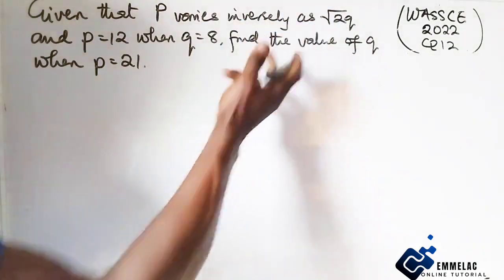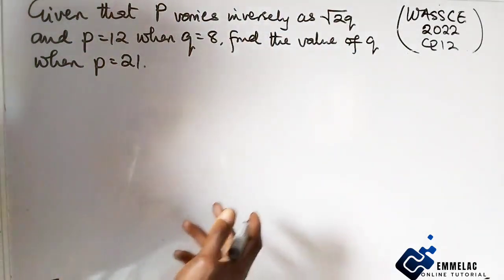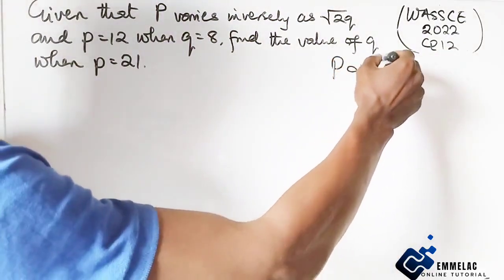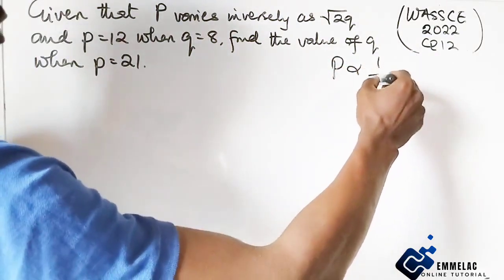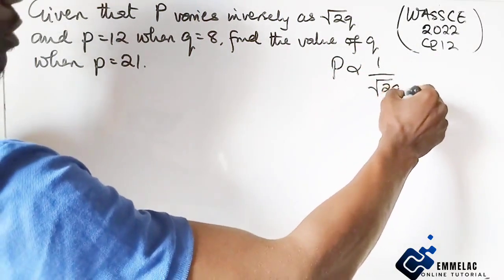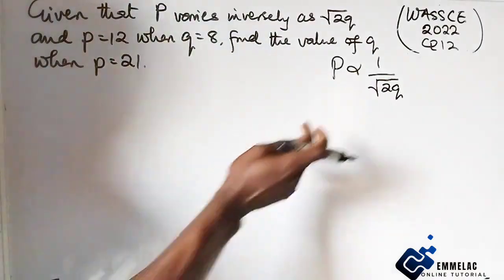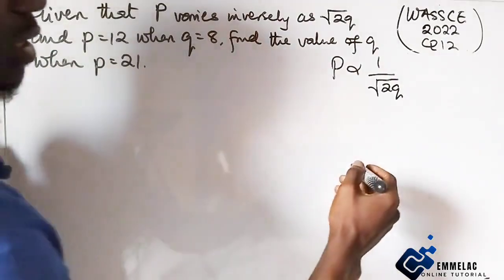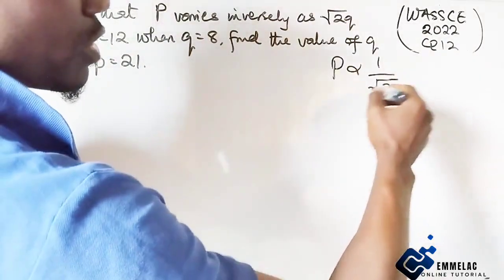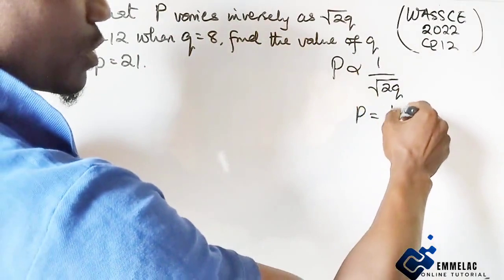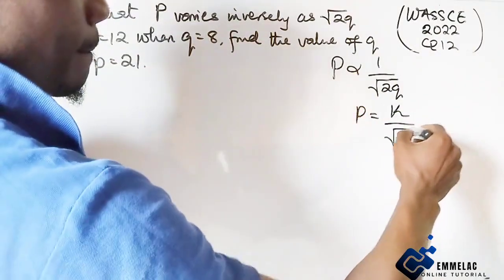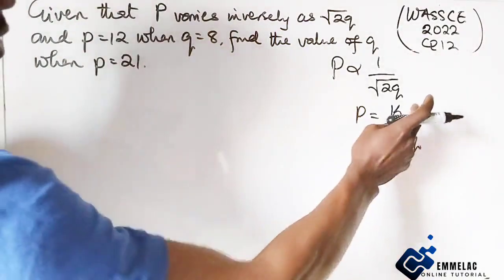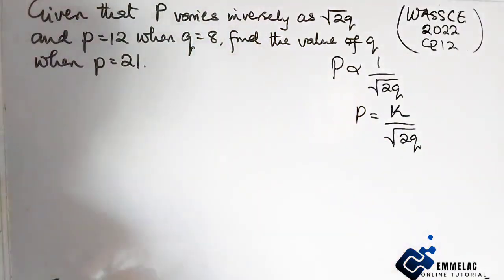All right, from the first sentence, this is under variation. P is inversely proportional to the square root of 2q. Now to remove this sign of proportionality, we introduce what we call a constant. So here, this will give us P equals, let us use k as our constant, k over the square root of 2q.